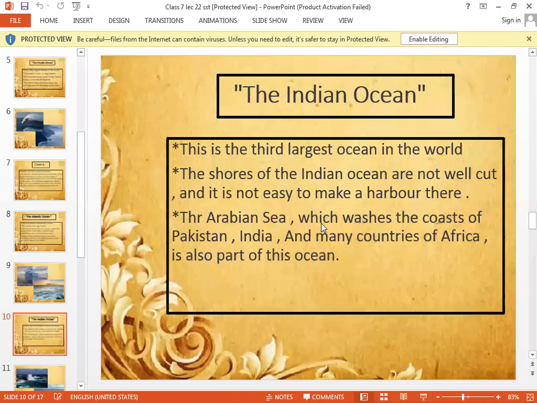So the Arabian Sea, which washes the coast of Pakistan, India and many countries of Africa, is also part of this ocean. Is it clear? So underline the second paragraph, the first two lines of the second paragraph. You can see that the Arabian Sea, which washes the coast of Pakistan, India, and the Arabian region and many countries of Africa, is also the part of this ocean. Is it clear?